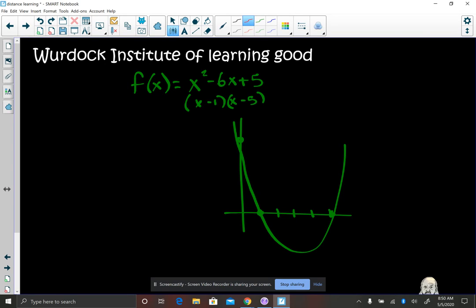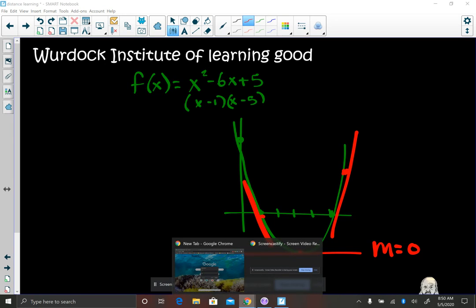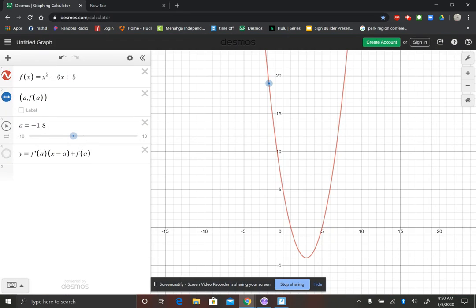If I asked you for the slope at this point, hopefully you would say it's positive. At this point, hopefully you'd say it's negative. There's one spot somewhere in here where it has a horizontal tangent line, or definitely has a slope of 0. That's what we're looking at. So let's look at our function. This is the exact same function. f of x equals x squared minus 6x plus 5.